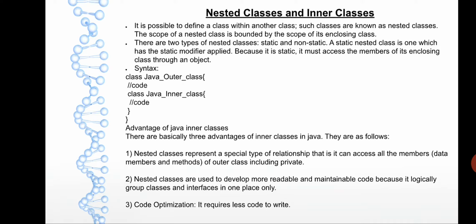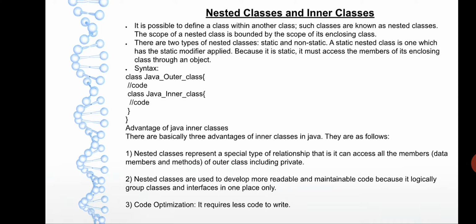The first one is nested classes represent a special type of relationship, that is, it can access all the members of outer class including private. This is a special thing, because private members are not accessed outside the class. That is what I said in the previous video about access modifiers, but it doesn't make any sense when you go for nested classes. That is the reason why the inner class has the capacity to access all the data members and member methods.